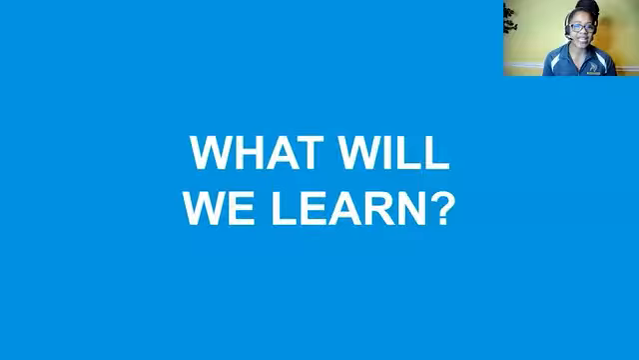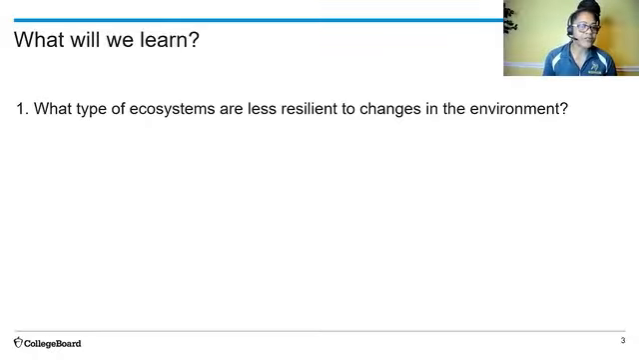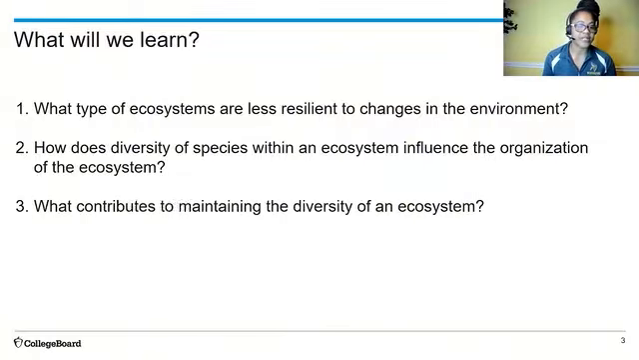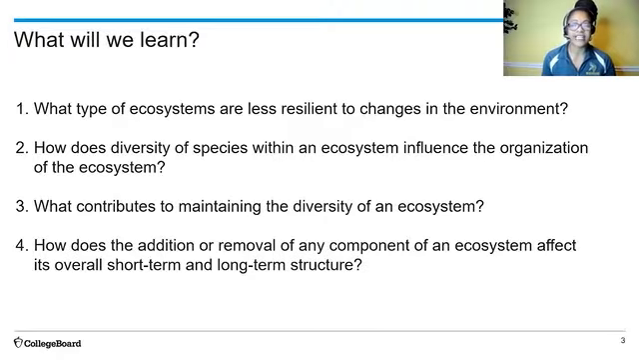So what will we learn in this lesson? First, we will learn about the types of ecosystems and which ones are less resilient due to changes in the environment. How does diversity of species within an ecosystem influence the organization of the ecosystem? What contributes to maintaining diversity of an ecosystem? And lastly, how does the addition or removal of any component of an ecosystem affect its overall short-term and long-term structure?